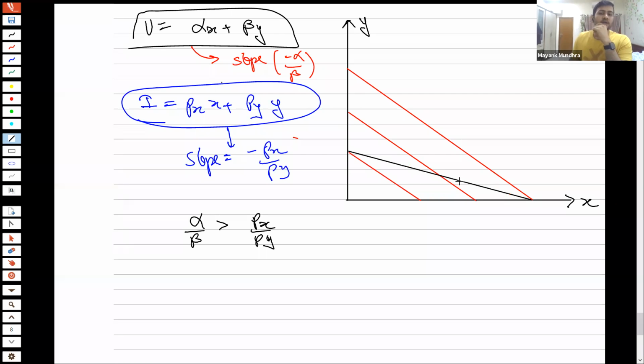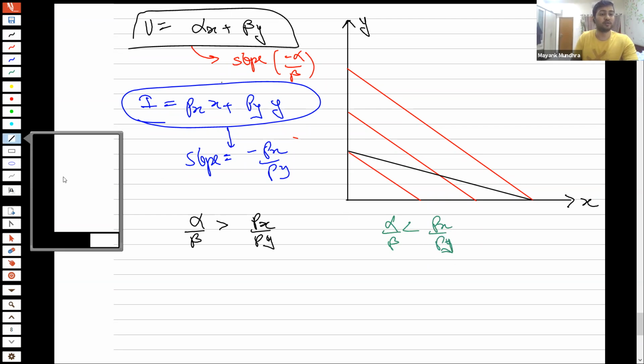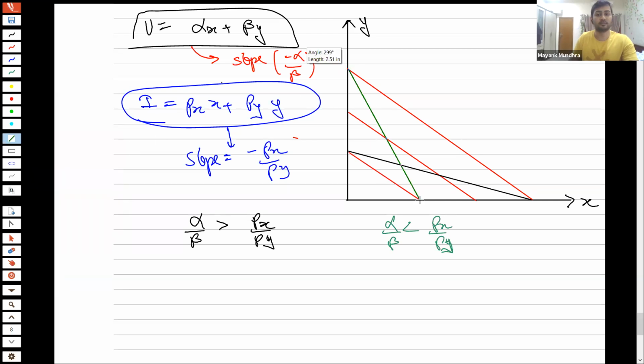Okay. So this is the case where the budget line is flatter, whereas the case where alpha by beta is less than px by py, it will be a case when the budget line is steeper. So that would basically look something like this, the green case. So consider the black case for the time being. Let me remove this green one, and consider this is the situation that I'm working with.